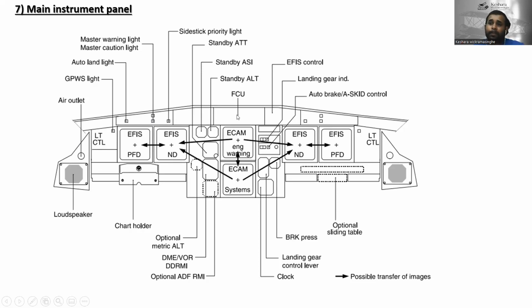They control the heading. And this is the EFIS control, the electronic flight instrument system control. Then the landing gear indication, which shows the landing gear locked, unlocked, or in transit. And then this is the auto brake anti-skid control. Here is the auto brake anti-skid control.